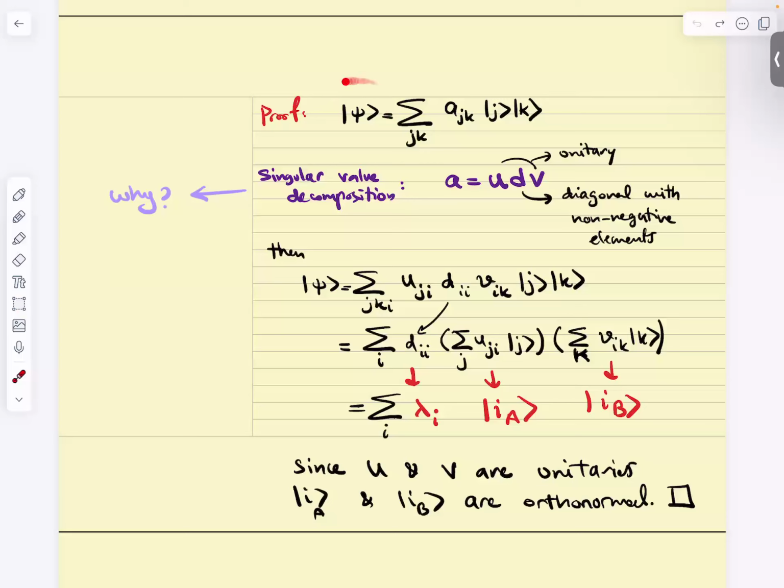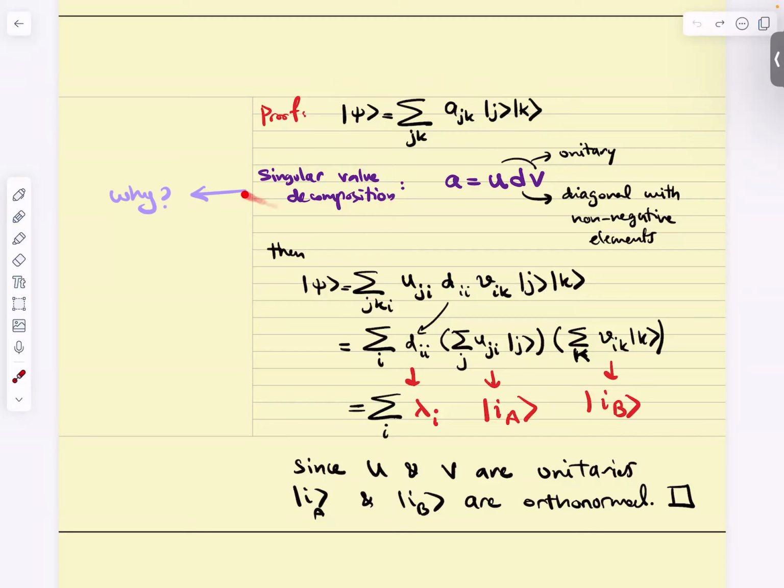Psi is a state of a bipartite system. In general, it takes this form. Let's just make sure everybody follows this part. This should be familiar, right? Where the A_jk are just complex numbers, right? Good. All right. So here's where I have to rely on your knowledge of mathematics, linear algebra.